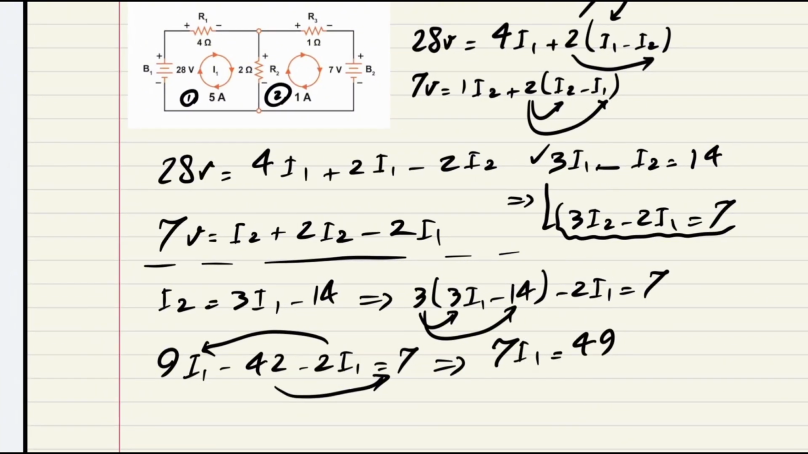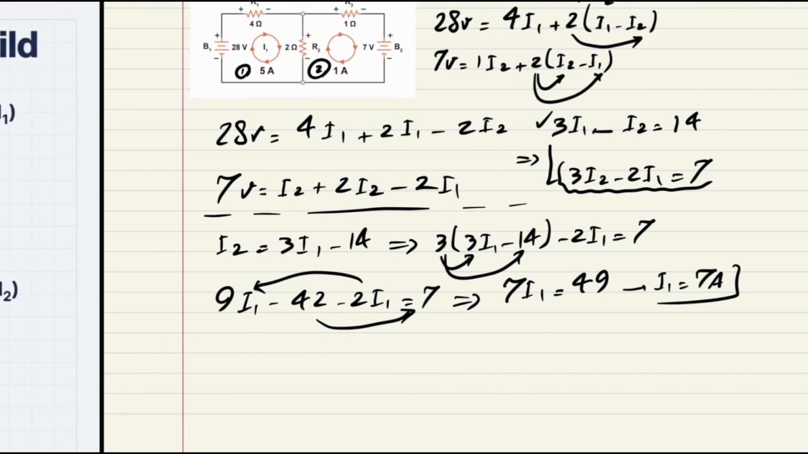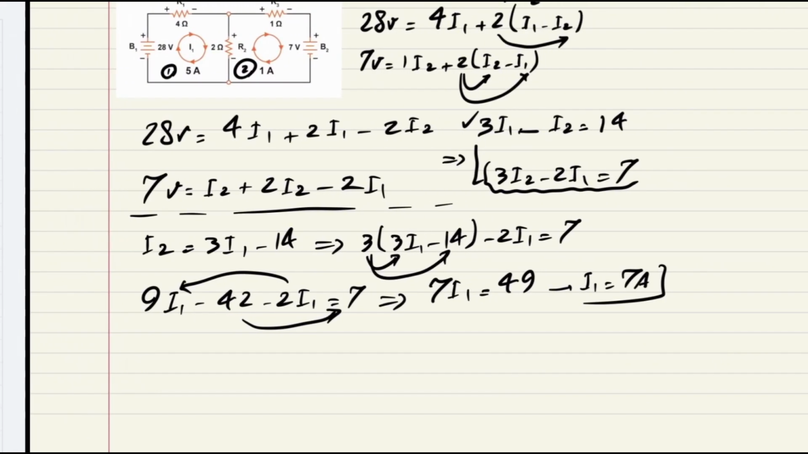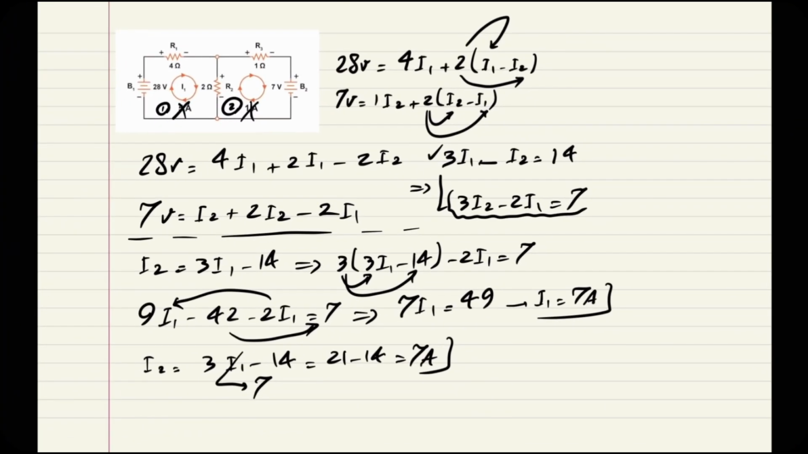Based on that, I can find I1 and I2. So 7 I1 equals 49, which means my I1 equals 7 amp. Right now I have my first current, and then I just put it inside one of those equations in order to find the next one. So I2 equals 3 I1 subtracted by 14. With I1 as 7, that equals 21 subtracted by 14, which is 7 amp itself. This means that the answer I had over here is completely wrong, and I1 and I2 are both 7 amp.